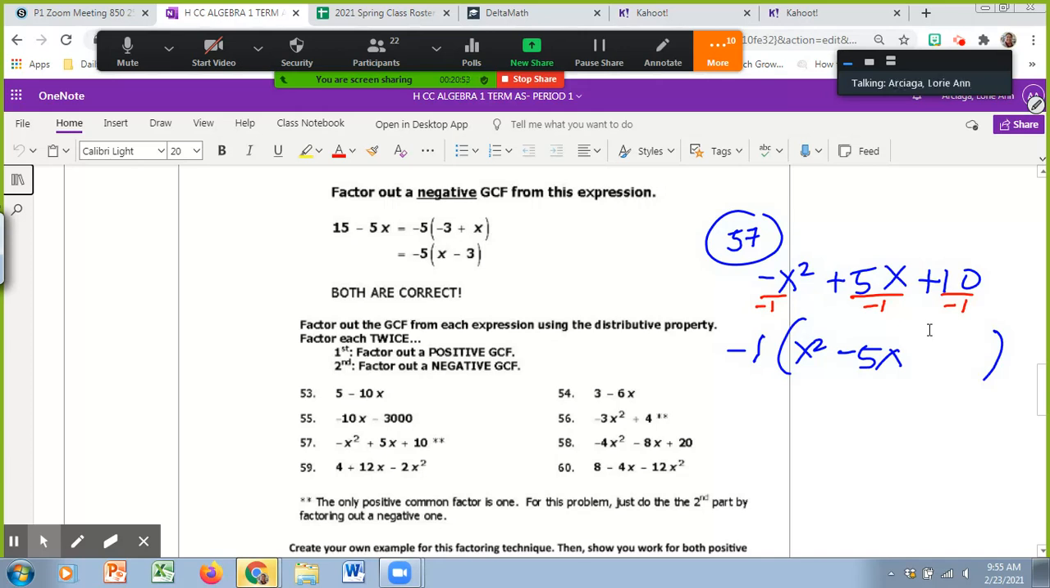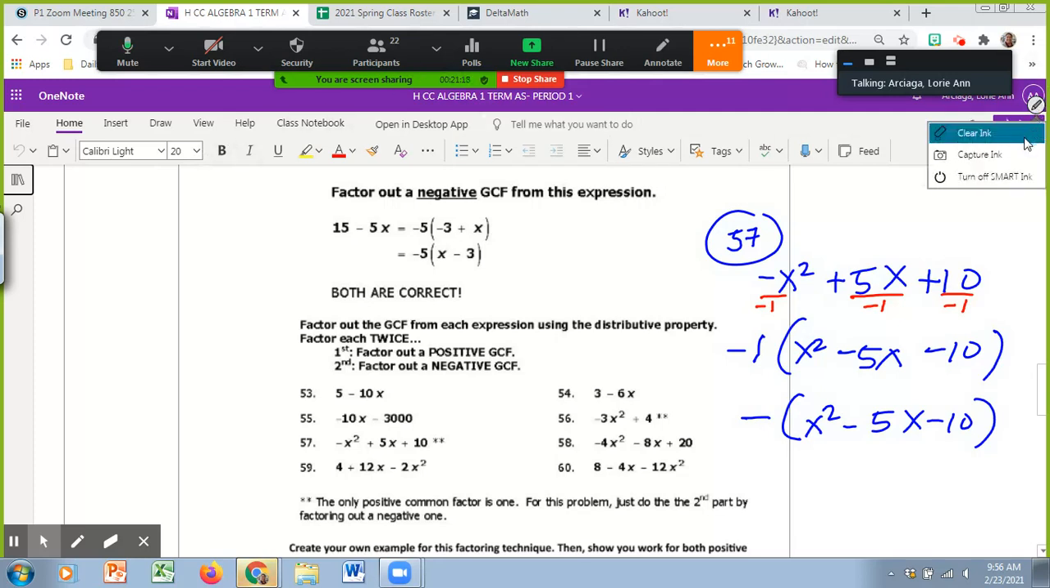Okay. 10 divided by negative 1 is negative 10. There you go. So that's going to be negative, parentheses, x squared minus 5x minus 10. So we don't normally put the 1 anymore. All right. And same is the case for number 56, right?